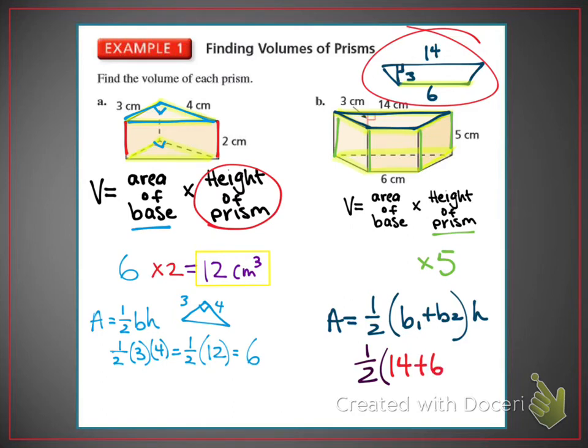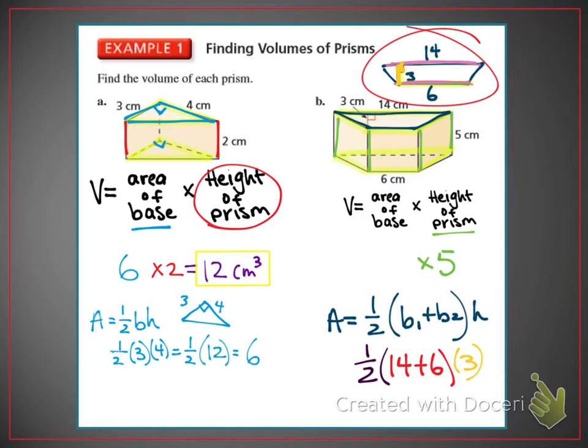What were my two bases? 14 and 6. So how far apart are the two parallel sides? How far apart are they? There's 3. I just didn't hear you. I heard the number 10. Oh, okay. Not yet. The height is 3. And we get that from this 3 right here. It shows how far apart the bases are.